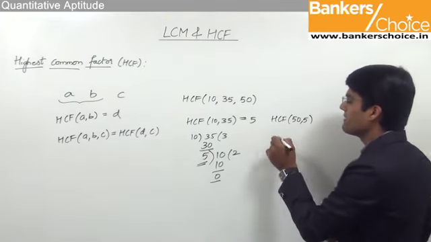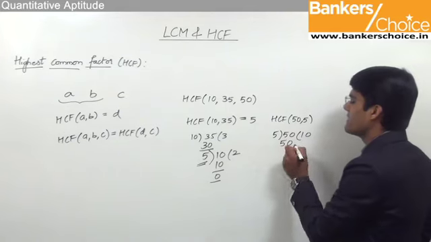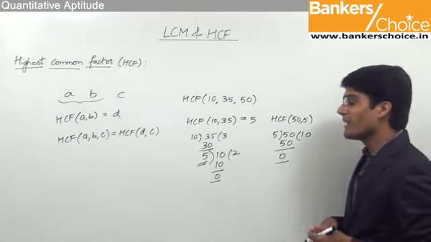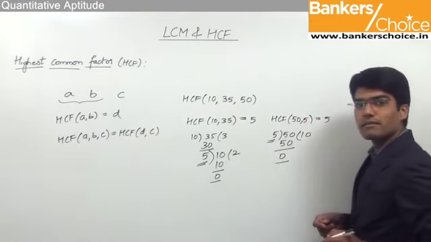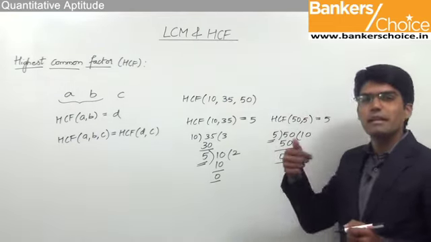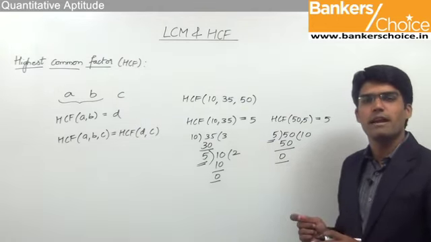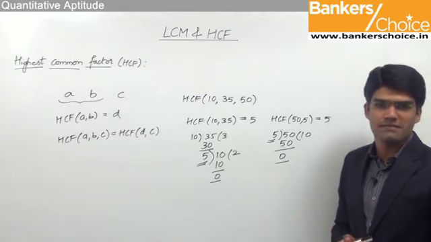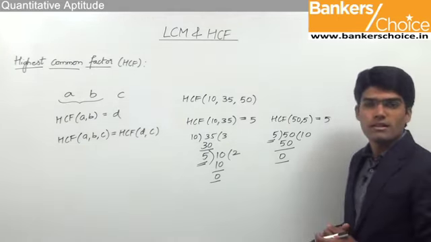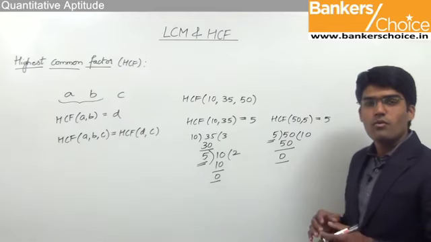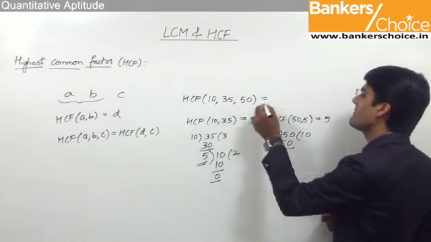Now HCF of 50 and 5 can be taken as 5 10 times is 50. So remainder is 0. So we can say that 5 itself is the highest common factor of 50 and 5. Why? Because 50 is a multiple of 5. When 50 is a multiple of 5, the highest common factor for 5 and 50 has to be 5 itself. So this is how we get the highest common factor for all the 3 numbers. So now we can say that the highest common factor for all the 3 numbers 10, 35 and 50 is equal to 5.